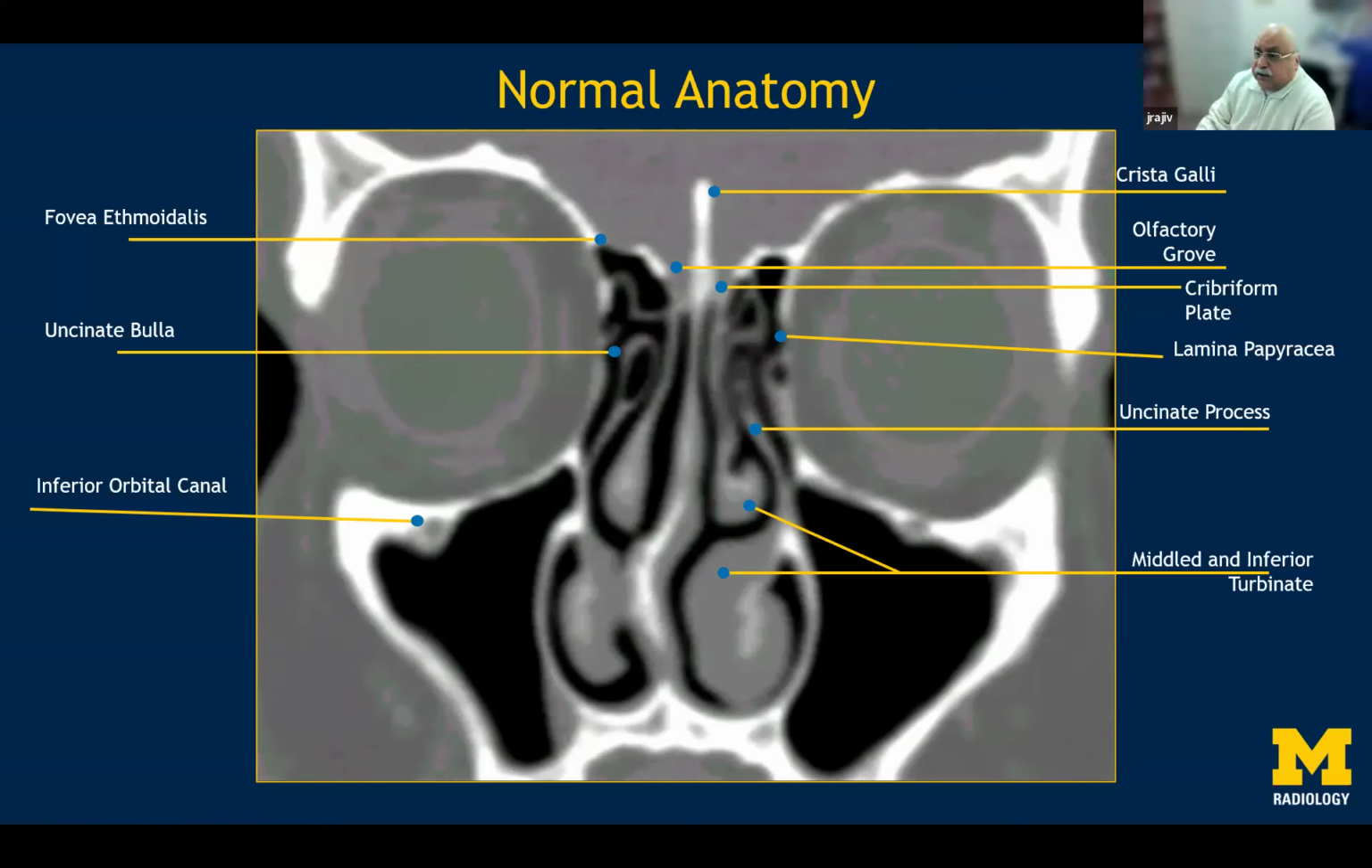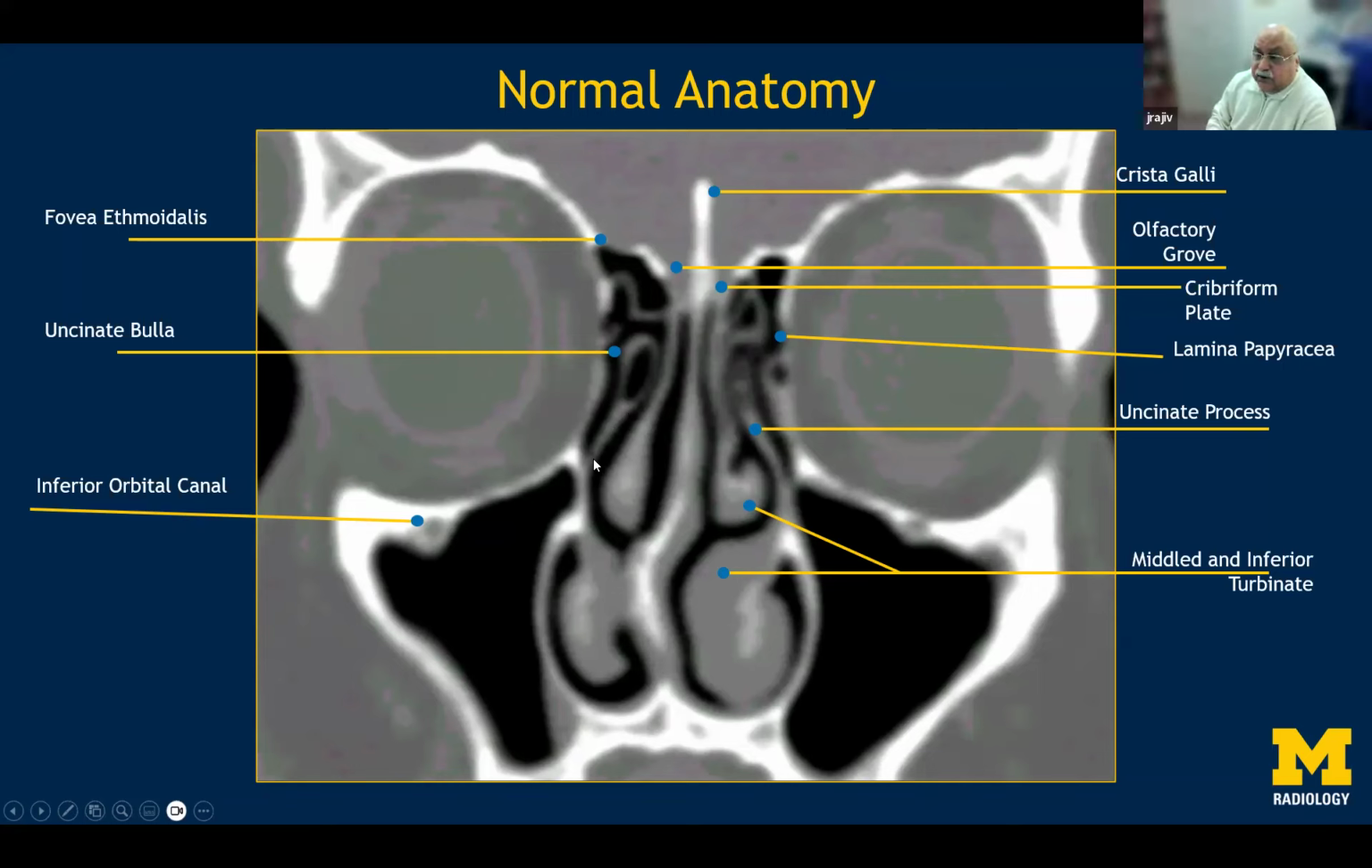The perpendicular plate of bone you see in the center is the cribriform plate, and that delineates the olfactory groove per se, and you can see it on either side of this bony projection. This bony projection is termed as the crista galli. Here in this particular patient, you can see that there is this long process coming, which has got an air cell in it. This is the ethmoid bulla. This is the uncinate bulla, and this is the uncinate process.